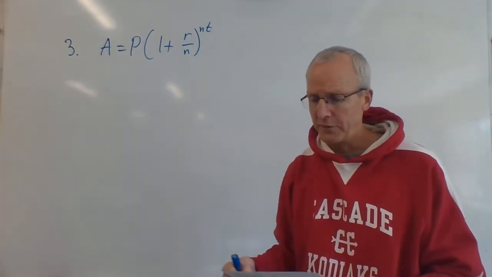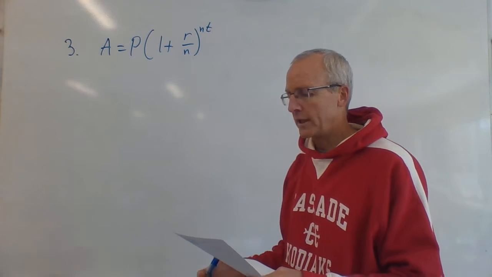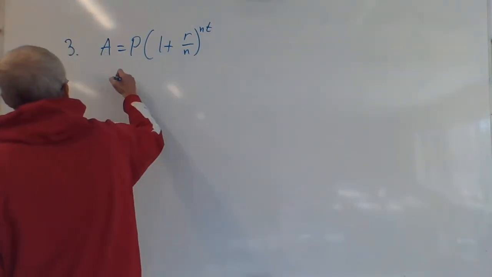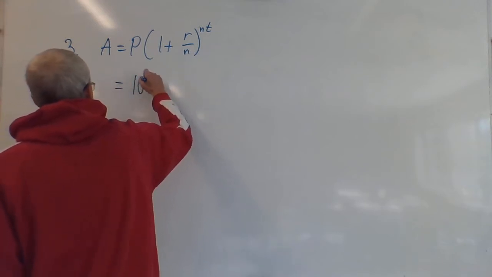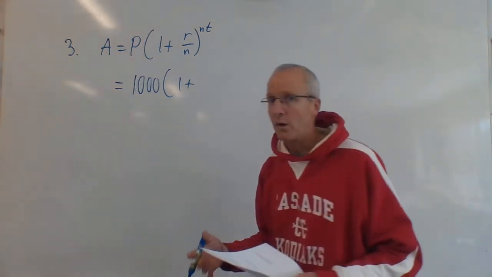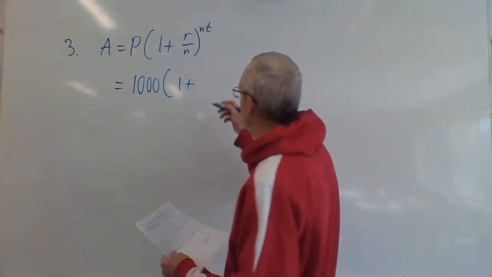I'm not going to try to fool you. We're dealing with years now. Quarterly means 4 times a year. So here our principal is 1,000. 1 plus the rate is 6.3%, and always change it to a decimal. We never do math with percents.